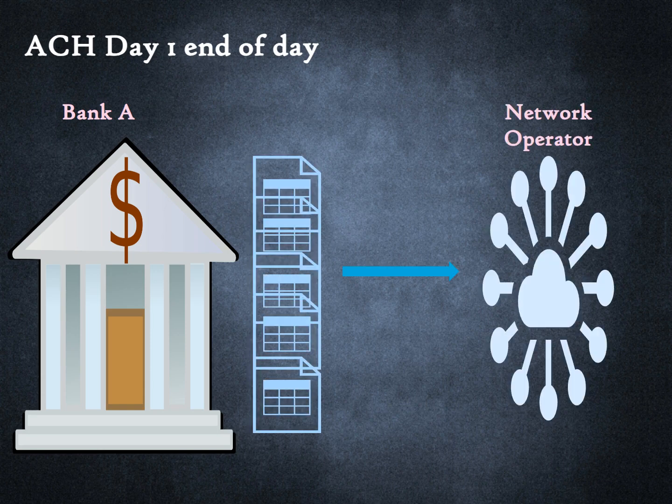Some of the individual entries may be credits like payroll, where the corporate is paying out. Some may be debits, where the corporate is debiting a destination account. The network operator would calculate the net amount each bank owes or is owed. End of day 1 represents settlement finality. This means that Bank A is on the hook to transfer funds to the recipient bank from that point.